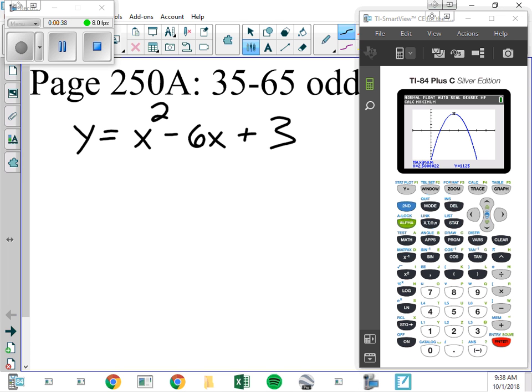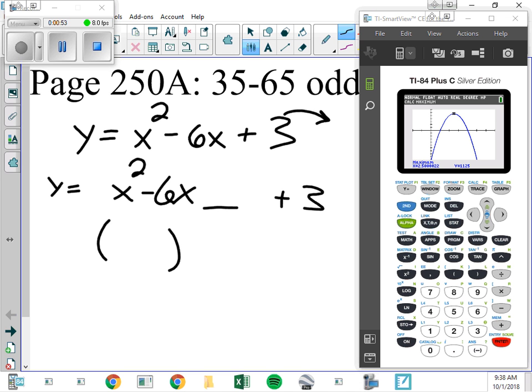So I need to turn this into a perfect square. And to do that, I need to just move this plus 3 out of the way. x squared minus 6x, we leave a space, plus 3. What is the perfect square factor? It would be x minus 3. And if my factor is x minus 3, what's the constant of the perfect square trinomial?